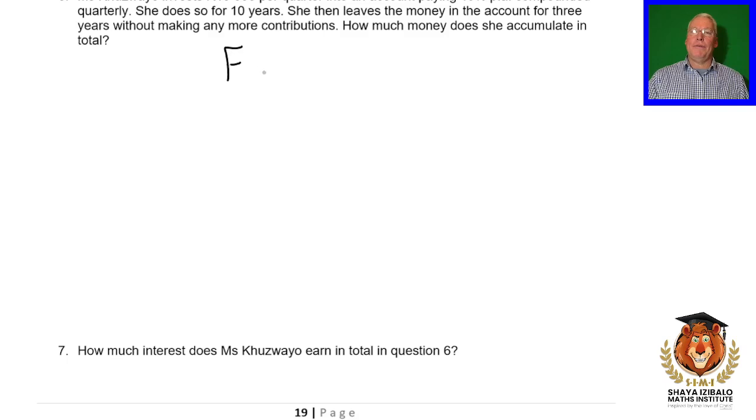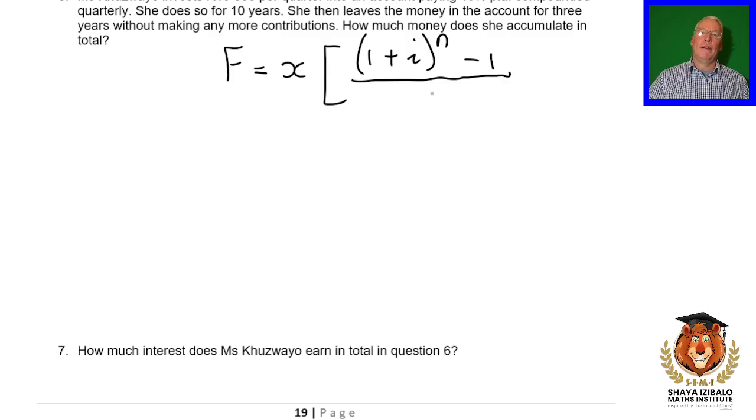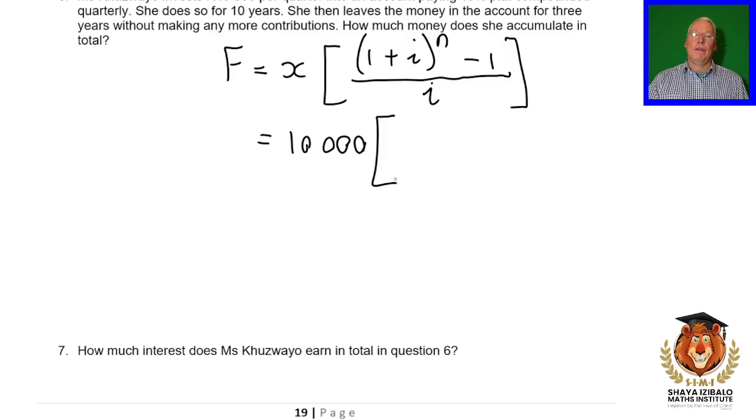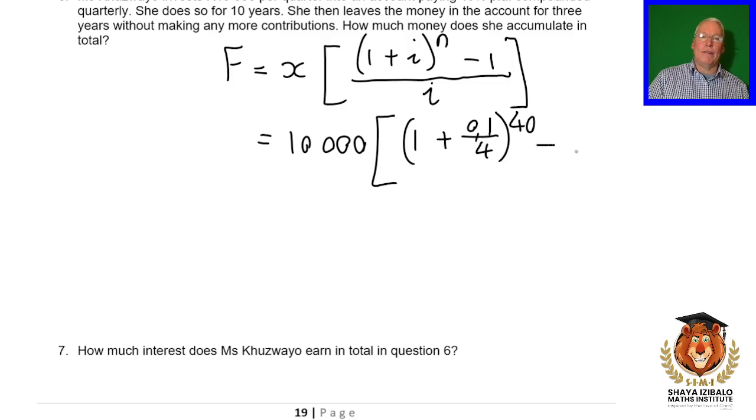Okay, so here's the formula. F equals x, open bracket, 1 plus i to the n minus 1, close bracket, over i. So the balance as she makes her last payment is going to be 10,000 Rand. Those are quarterly payments. The interest rate is 1 plus 0.1, that's 10% per annum, but we must divide by 4. And she does this for 10 years. Now, 10 years is how many quarters? There are 4 quarters in 1 year, so there are 40 quarters. She's going to make 40 payments, over i, and i is 10% divided by 4.